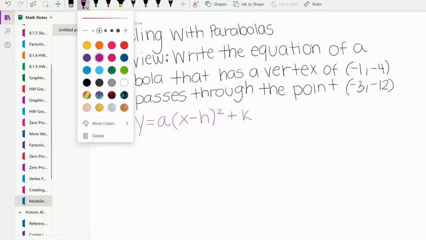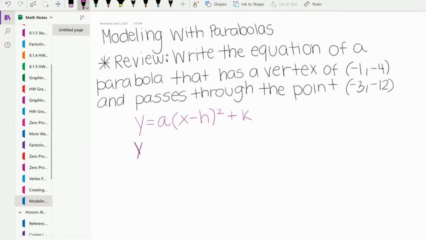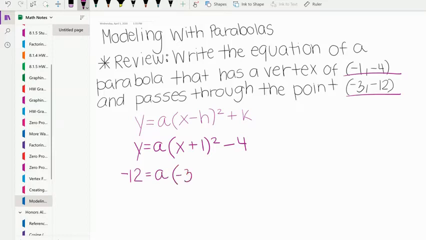So we can plug in our h and our k. So this will turn into y equals a, because it's x minus -1, it'll turn into x plus 1 squared, and then we have minus 4. So that is a piece of important information, and so is this point. So what we're going to do is take the point -3, -12, and plug it in for x and y. So we'll take the y value, -12, equals a, and then we'll take the x value, -3, and plug that in for x.